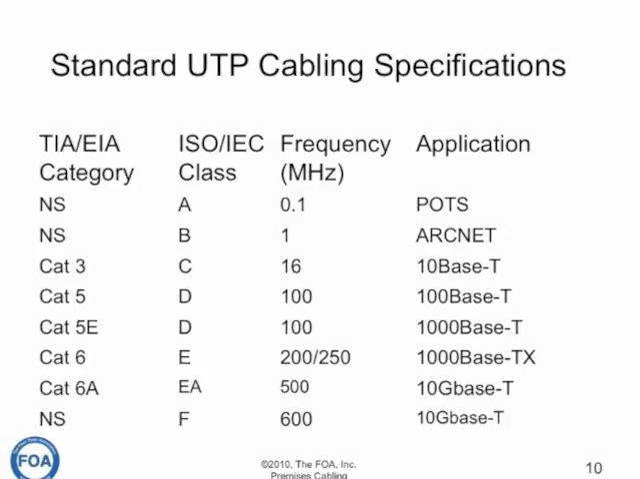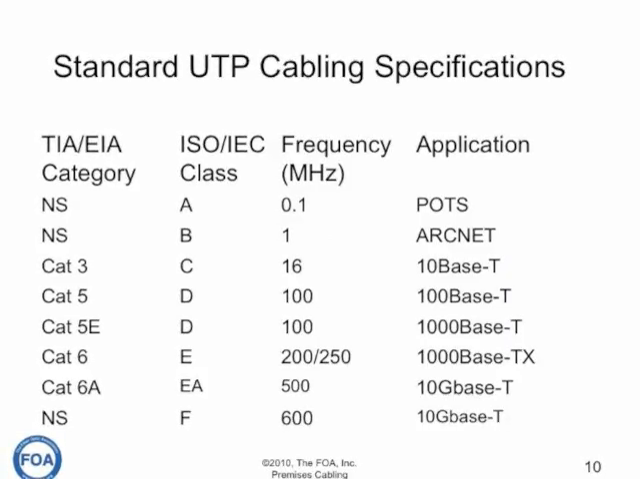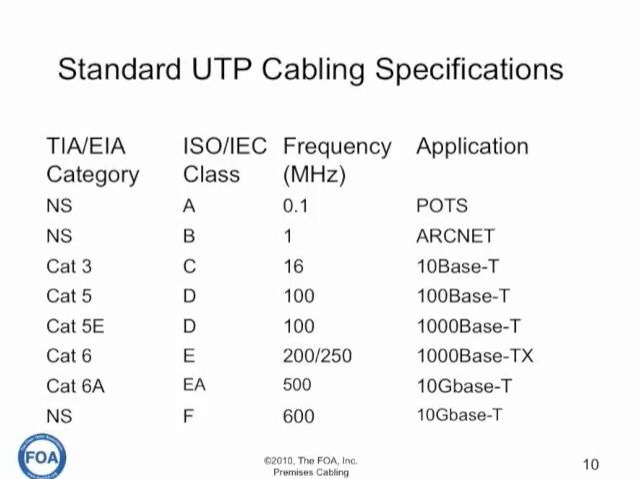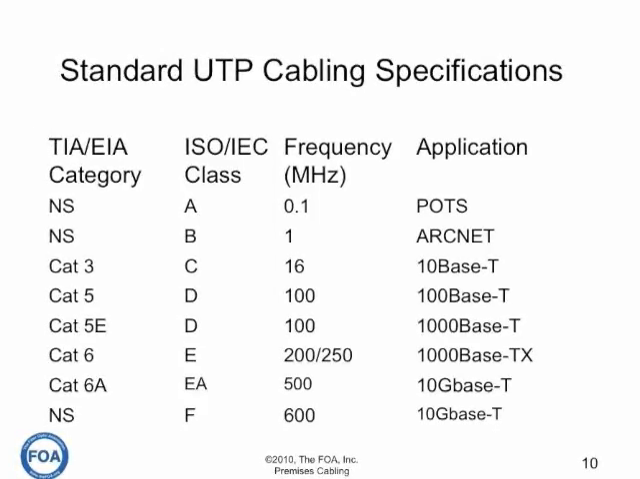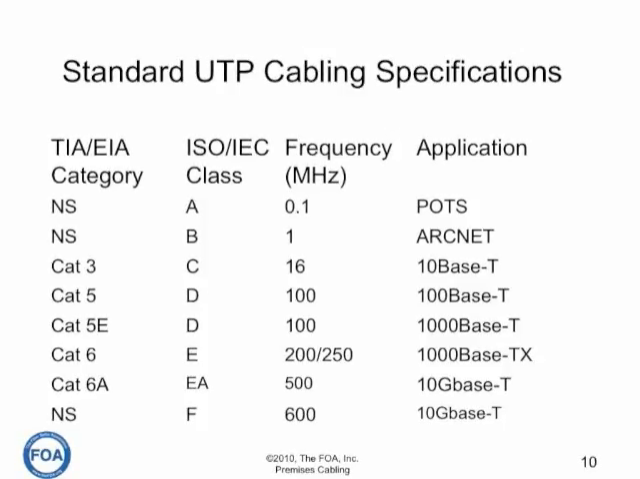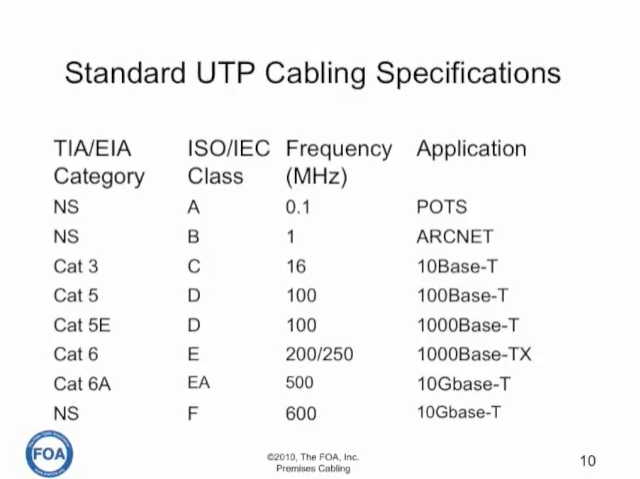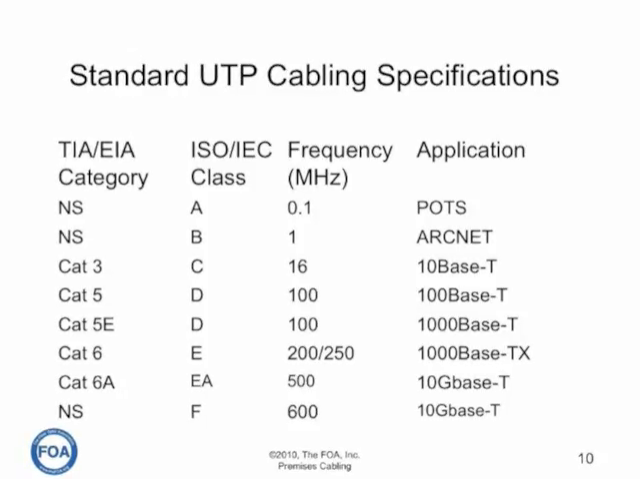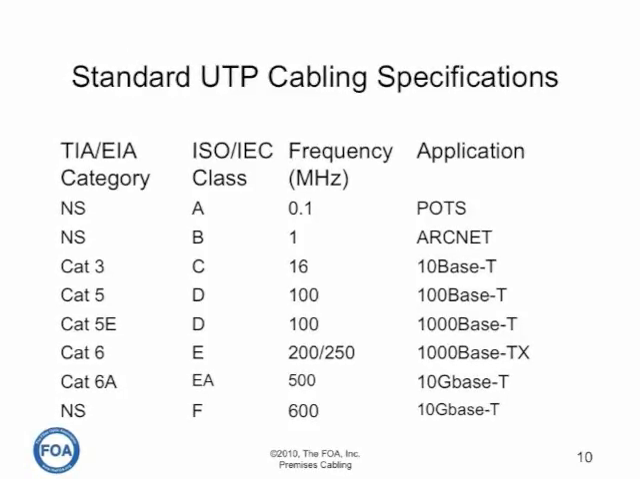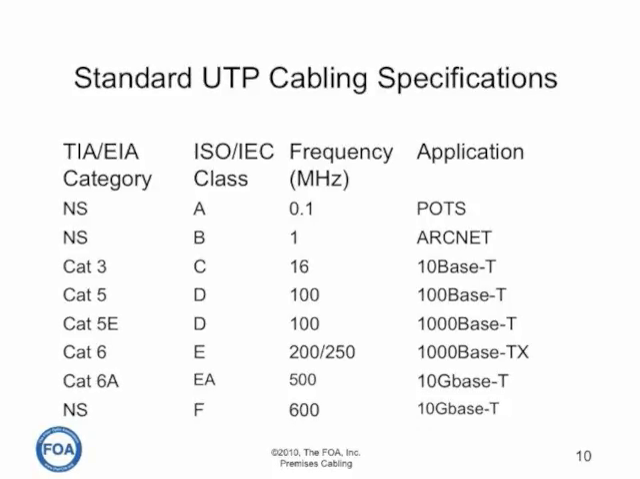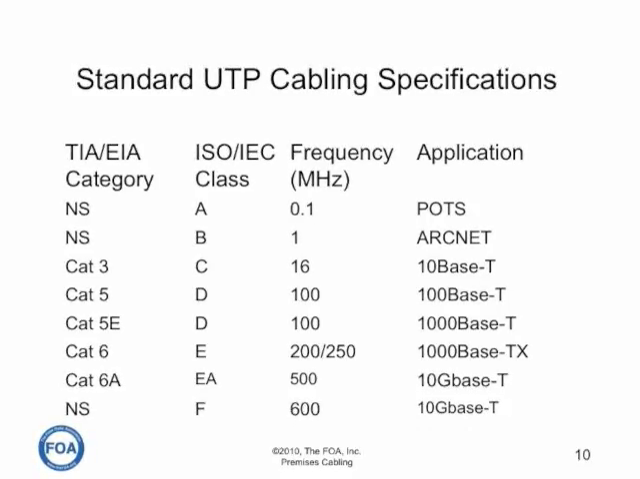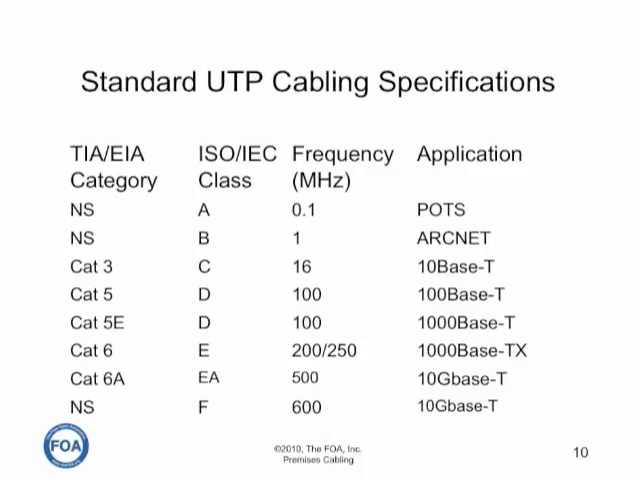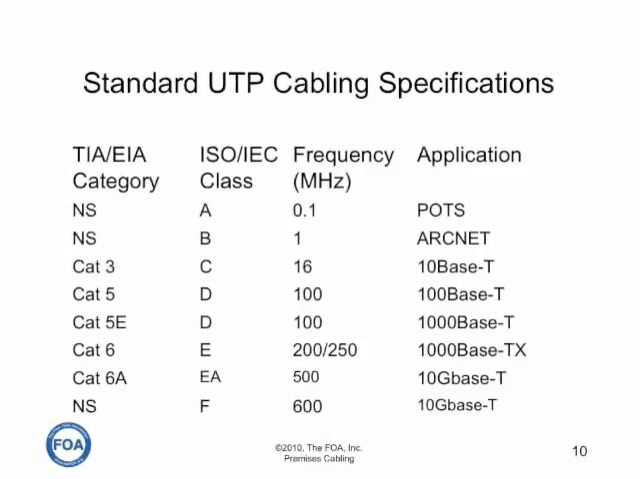UTP cables are designed for various performance levels that are specified according to the TIA-EIA category from Category 3 to Category 6A, and the ISO-IEC class from A to F. The Class F in the ISO specification is what some U.S. manufacturers call Category 7, but until now, Category 7 has not been standardized by the TIA Standards Committee.